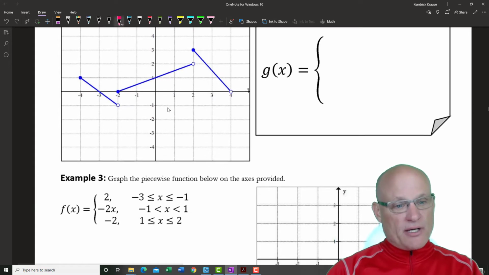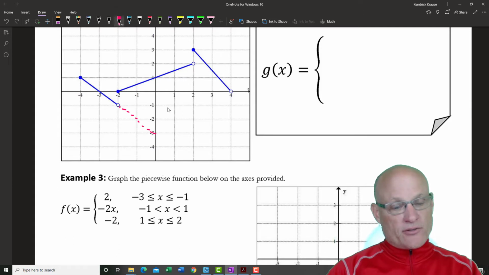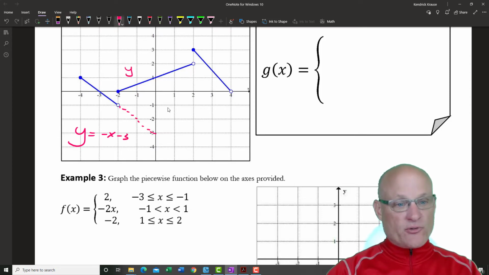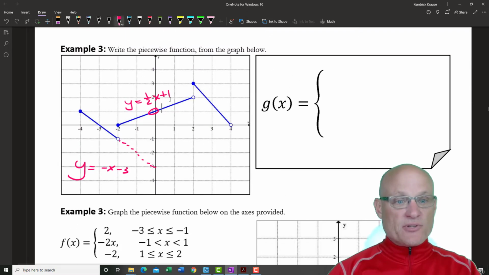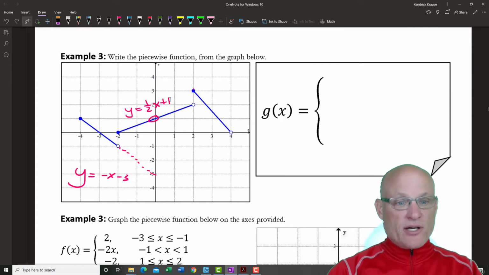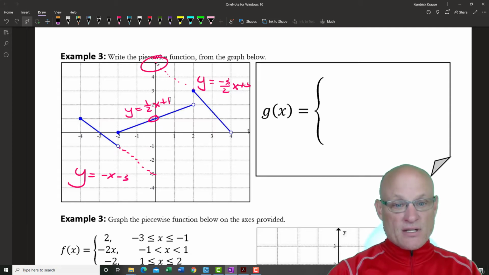Now, these are a little bit trickier, but let's just do this. So if I extended that, that's the line y equals -x minus 3. This has a slope of up 1 over 2, so this is y equals 1/2 x plus 1. And then this one's a little bit funky, but we just extend. So this is y equals negative, let's see, down 1, 2, 3 over 2. So -3/2 x, and then plus 5. So those are your functions.